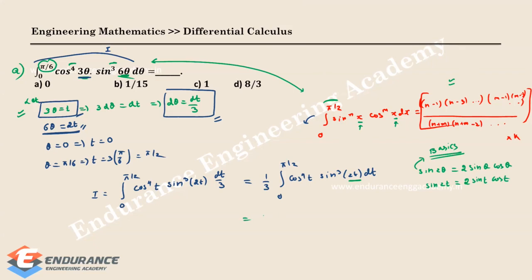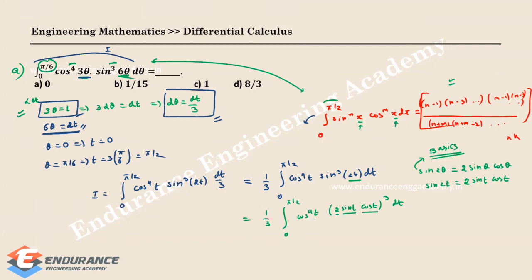This will be cos power 4t, no issues. In place of sine 2t, I'm replacing it as 2 sine t cos t whole power 3, because there was a 3, so whole power 3, which I can bring inside. So if I bring it inside, this becomes sine cube, this becomes cos cube, and this becomes 2 cube.